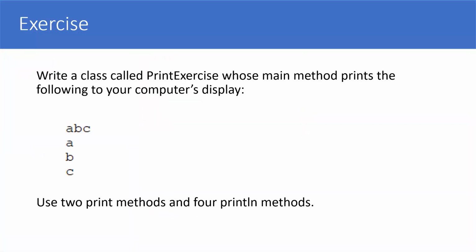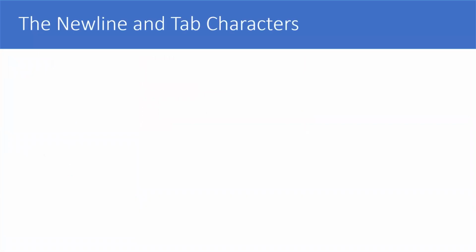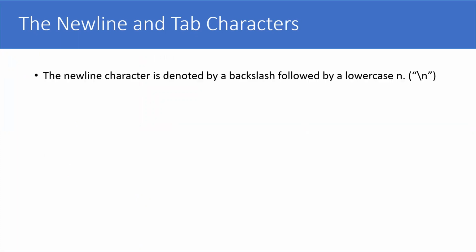Okay, let's move on. So now we're going to talk about the new line and tab characters. These are also part of printing. Let's start with the new line character. You may have noticed the println method printed a new line, but there's also another way to print a new line. It's denoted by a backslash followed by a lowercase n. So we're going to have a slash n like that.